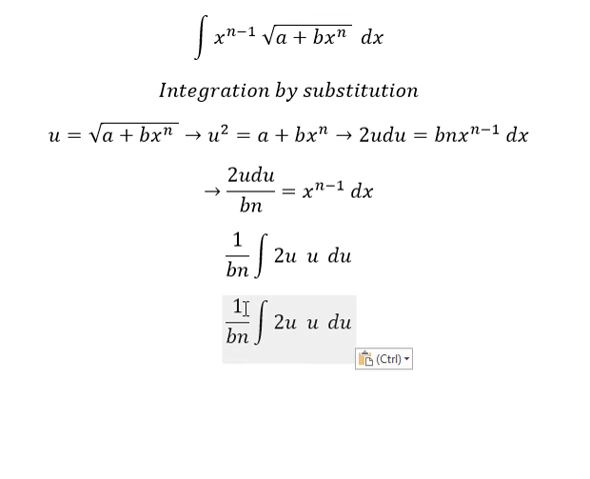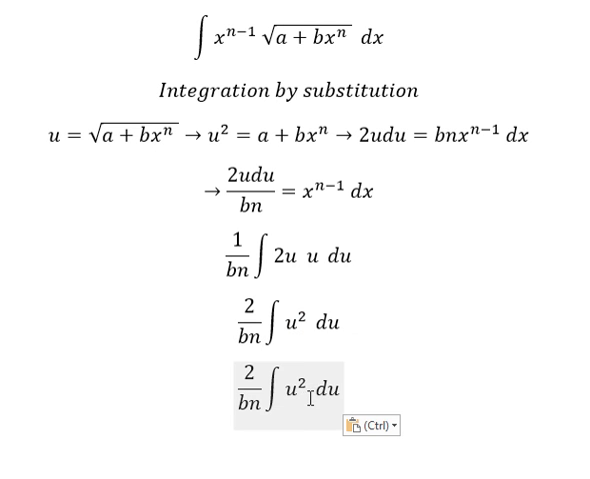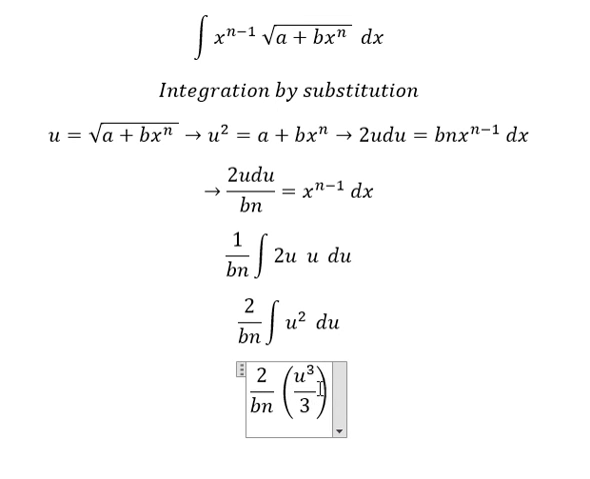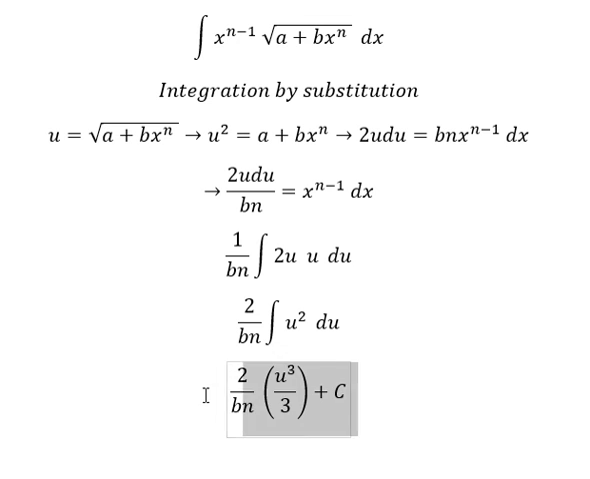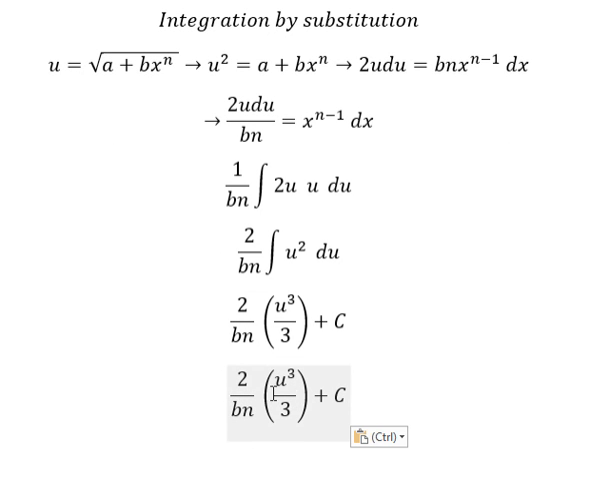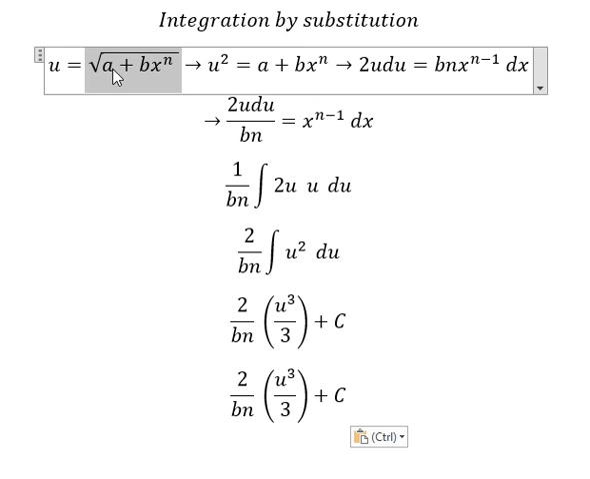So number 2 I will put outside. u and u, we have u square. The integration of u square is u to the power of 3 over 3, and I will put c. About u, that is this one.